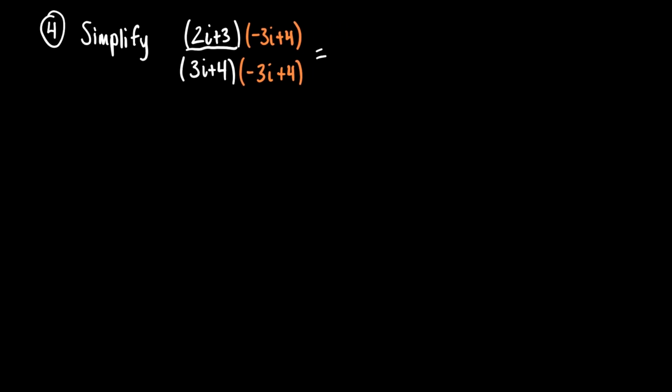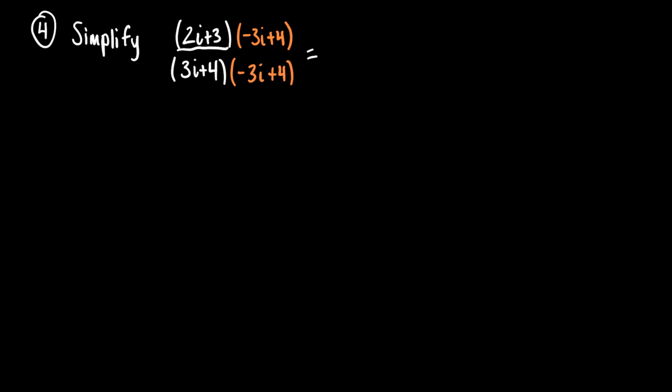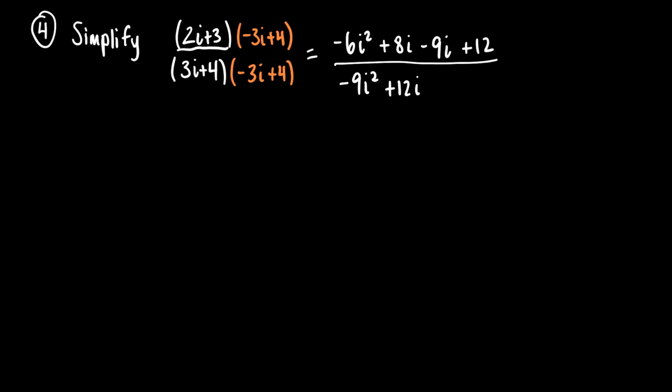All right. Anyway, what do we get on the top here when we multiply these out? We're going to get negative 6i squared, so that's 2i times negative 3i. When I do 2i times 4, I'm going to get 8i. When I do 3 times negative 3i, I'm going to get minus 9i. Just i. And then 3 times 4 is 12, so plus 12. On the bottom, we'll get negative 9i squared plus 12i minus 12i, and then plus 16.